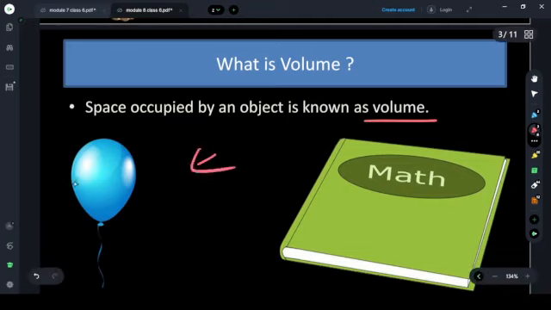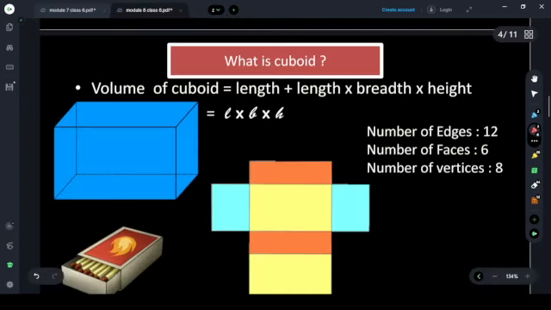We can see a better example. This is a balloon. Okay, if you fill this balloon with air, what happens? The air is inside the balloon. So this air or this balloon occupies some space. So this is known as volume. The amount of air present inside this balloon will be known as volume. Okay, how volume forms we will see.